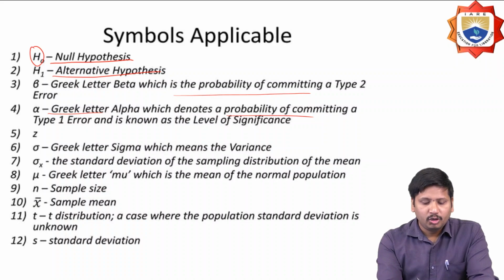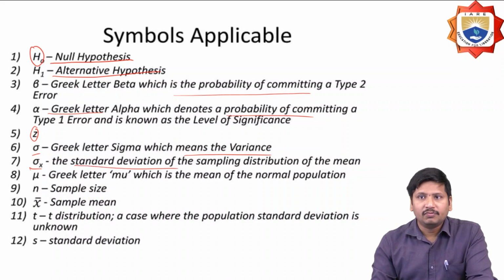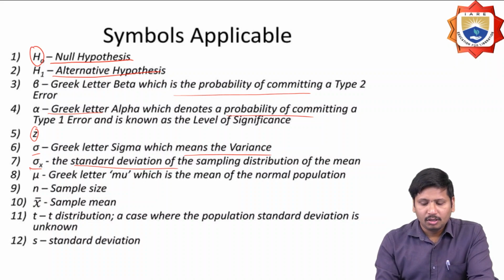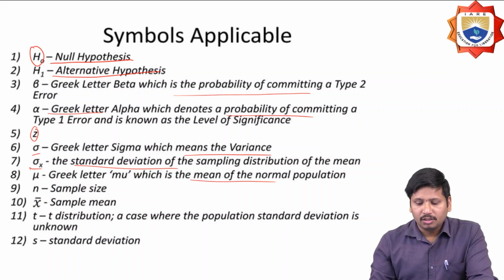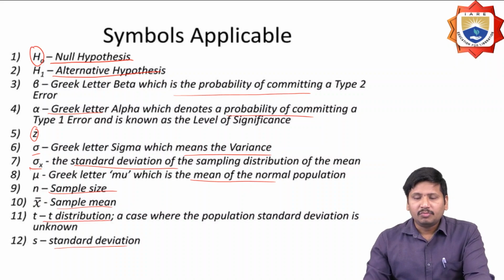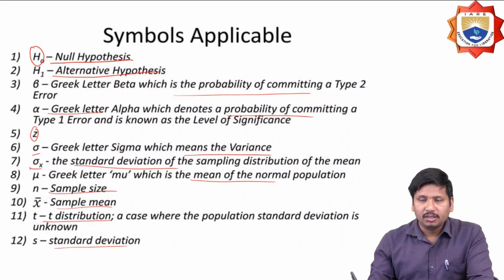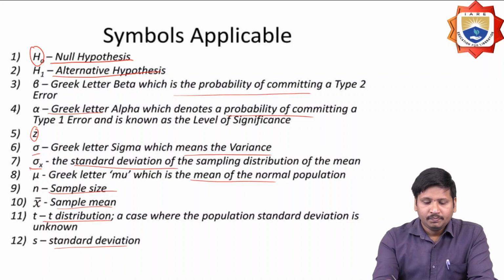Among the other symbols, the Greek letter sigma represents the variance. Sigma x bar is the standard deviation of the sampling distribution of the mean. Mu is a Greek letter which means the mean of the normal population, n is the sample size, x bar is the sample mean, t is the t distribution, and s is the standard deviation. These are some of the symbols used in testing of hypothesis.